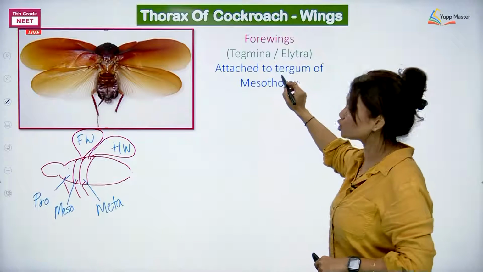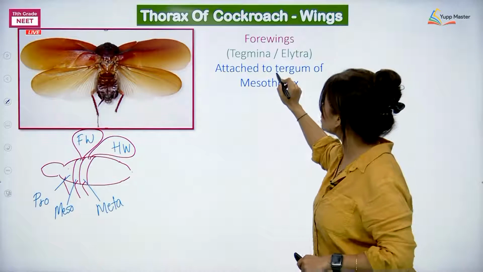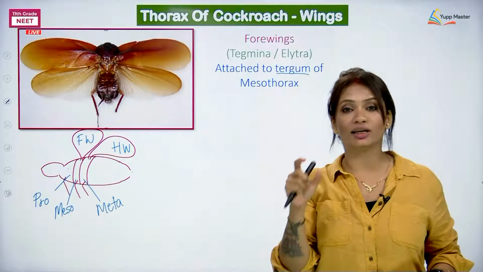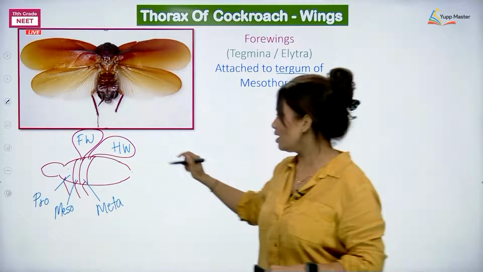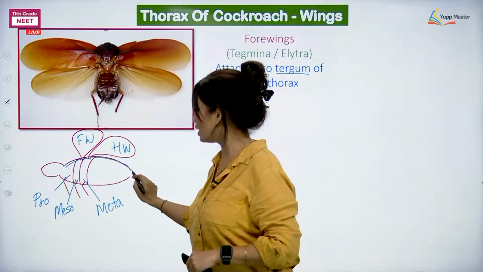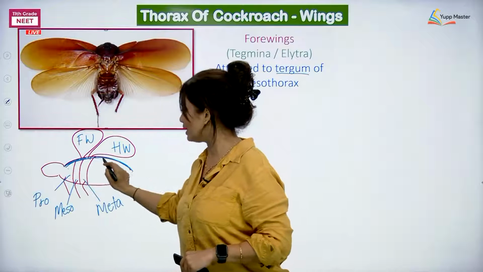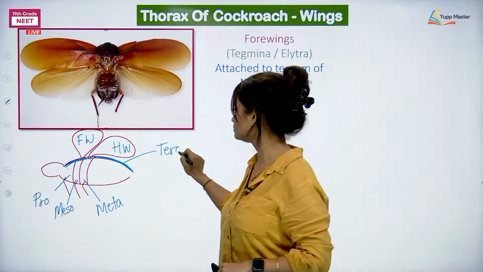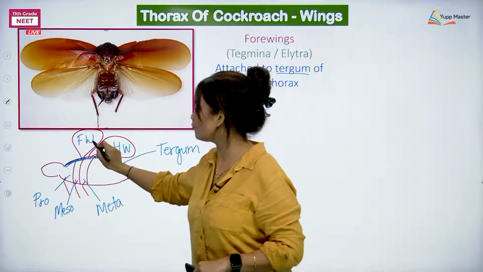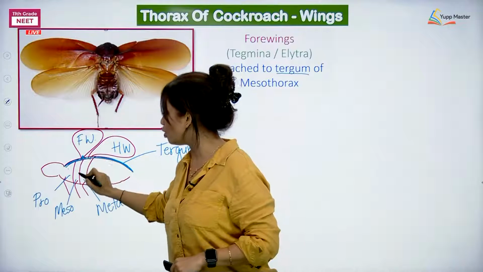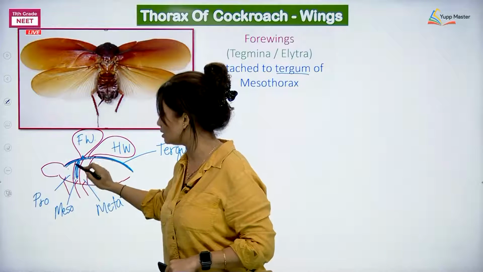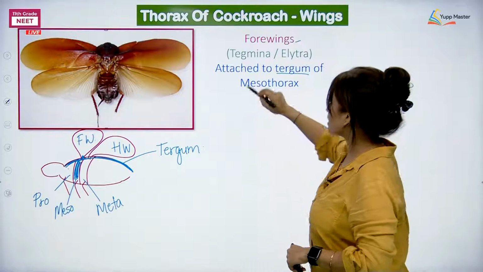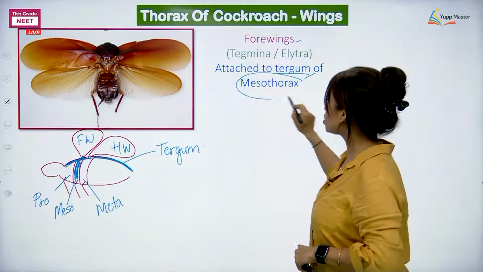Forewings are attached to, where are they attached? They are attached to the tergum. When I am saying tergum, what do I mean? Tergum means that it is the exoskeleton at the dorsal layer. So that is this part over here. When we are talking about the dorsal part, that whole exoskeleton is called the tergum. And we see that the forewings are attached to the tergum of which segment? Of this segment over here, which is called the mesothorax. So that's why we say forewings are attached to the tergum of the mesothorax.